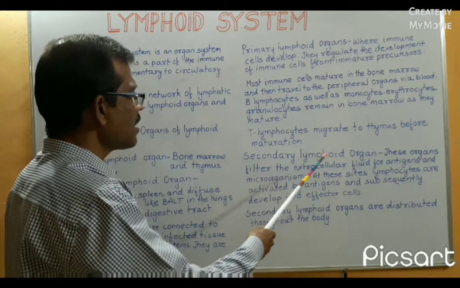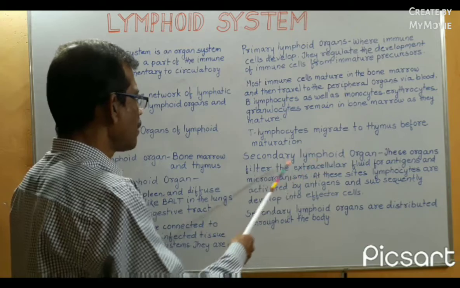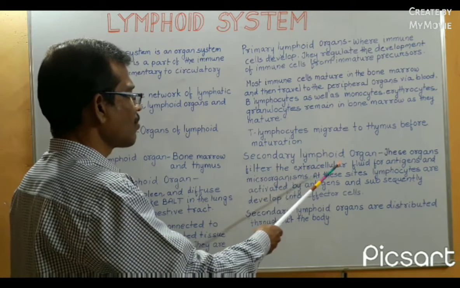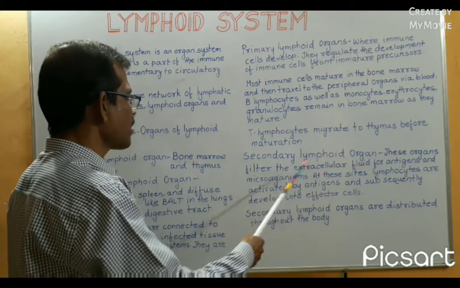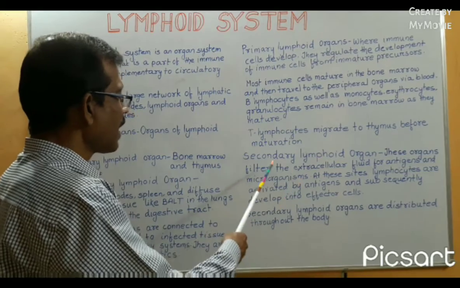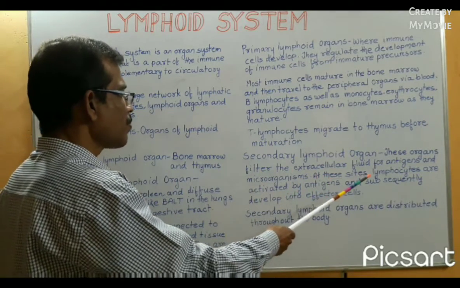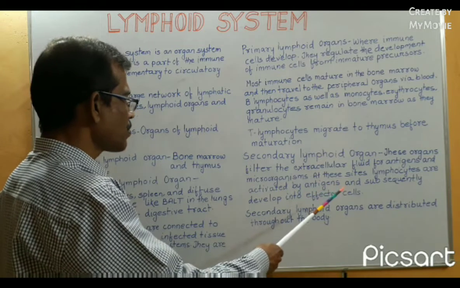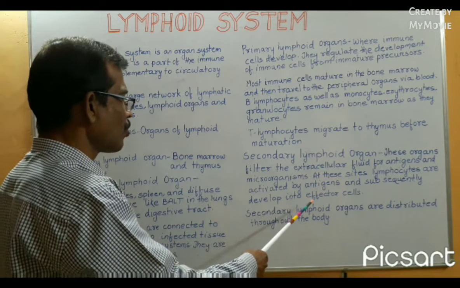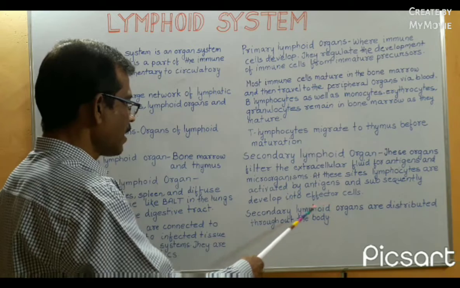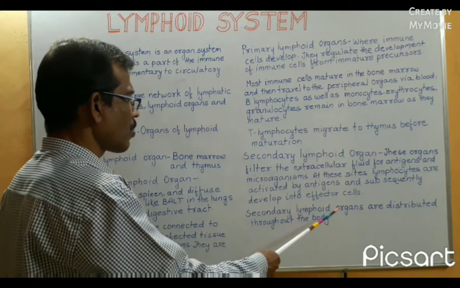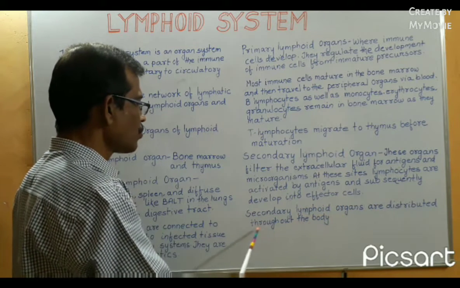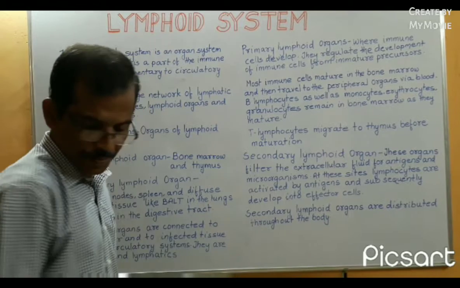Next is secondary lymphoid organs. The secondary lymphoid organs filter the extracellular fluid for antigens and microorganisms. At these sites, lymphocytes are activated by antigens and subsequently develop into effector cells. And the secondary lymphoid organs are distributed throughout the body.